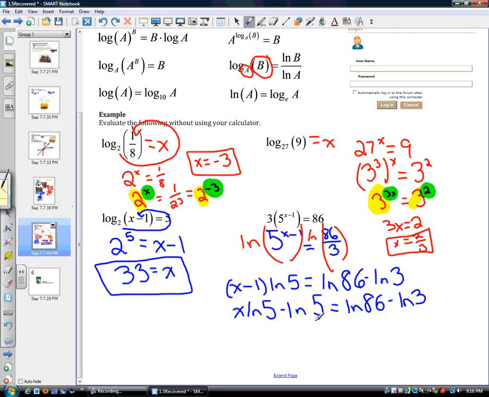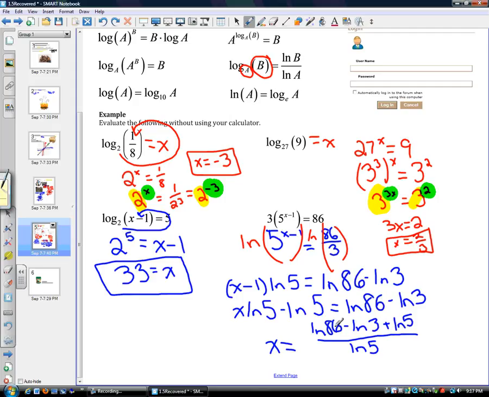Okay. So now I can add my ln of 5 to both sides and then divide that answer by ln of 5. So I get x equals ln of 86 minus ln of 3 plus ln of 5, all divided by ln of 5. And of course I can't cancel these because that's addition and not multiplication. If it was multiplication, then I could absolutely cancel those.